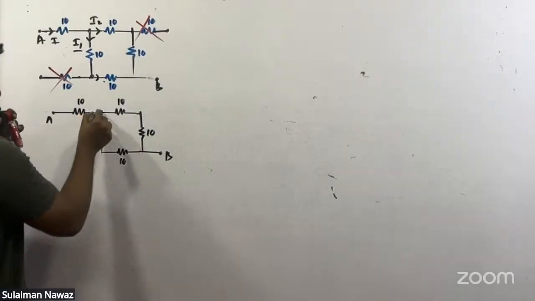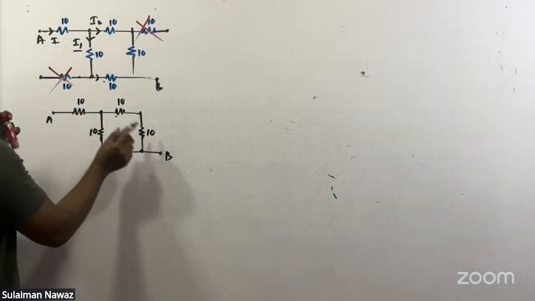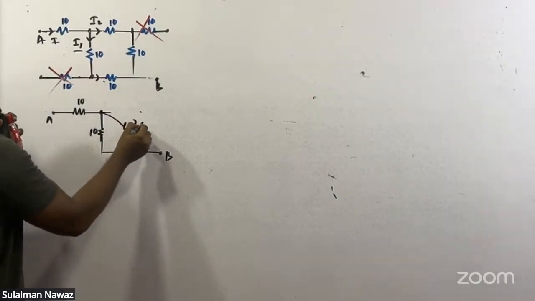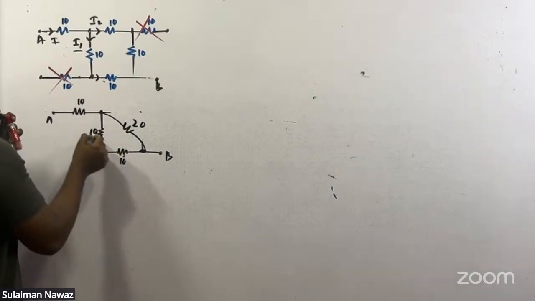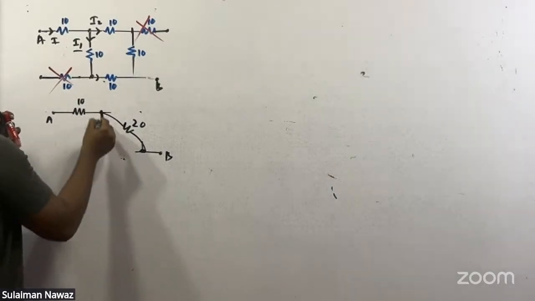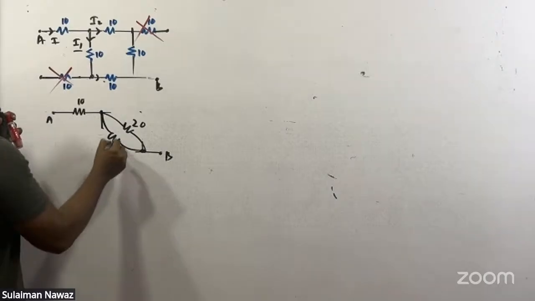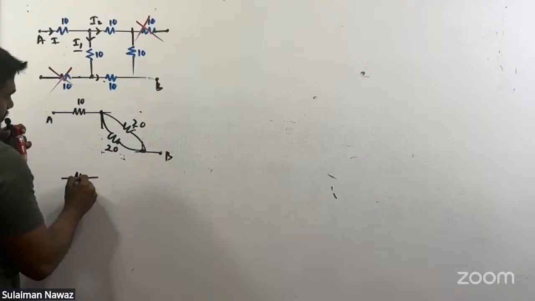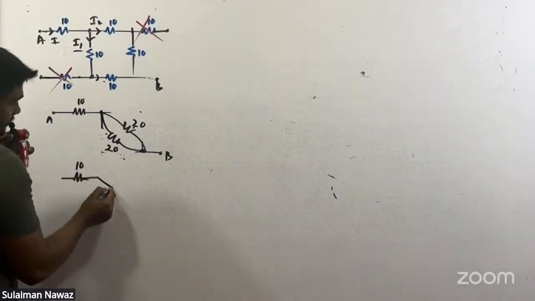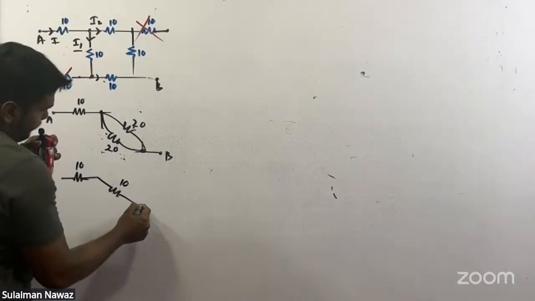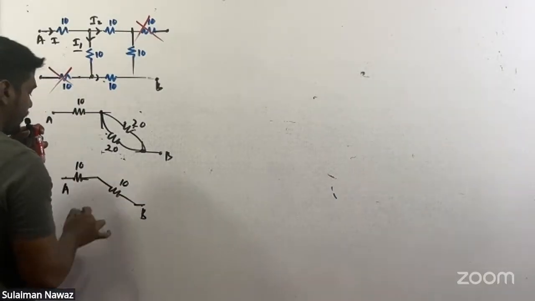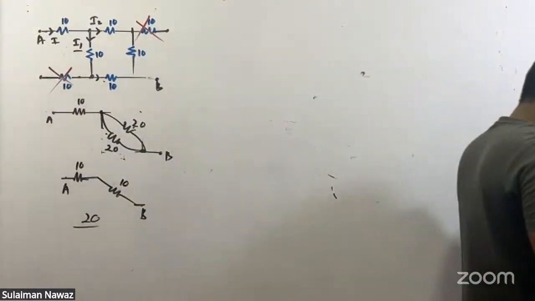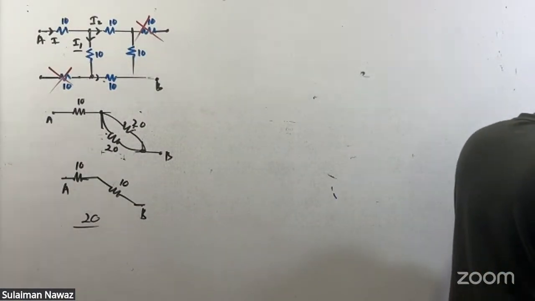Now consider these 2 points. These two in series, 20. Consider these two parallel, 10. Here it's 10. These two parallel, 10. Between point B and point A, the result is going to be 20. Nice story, right?